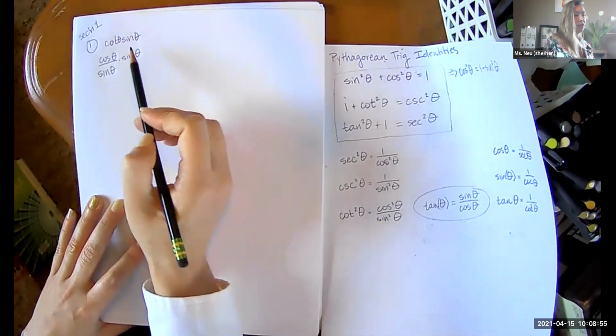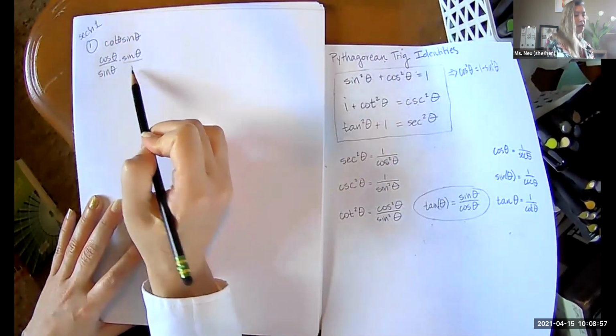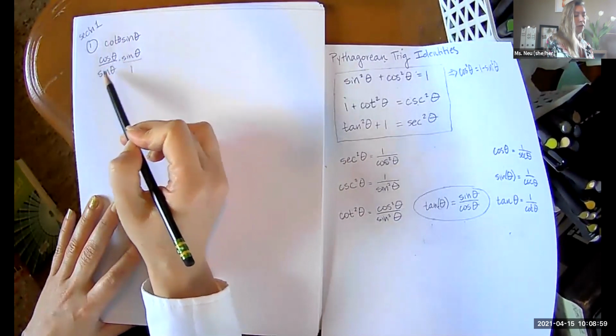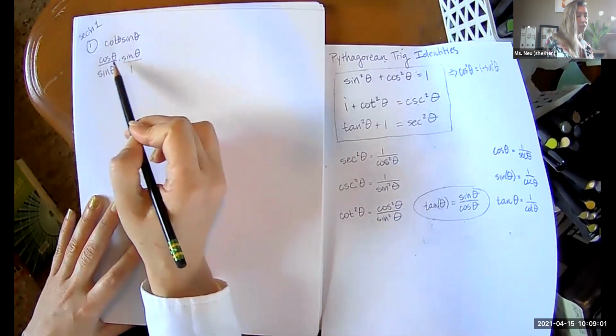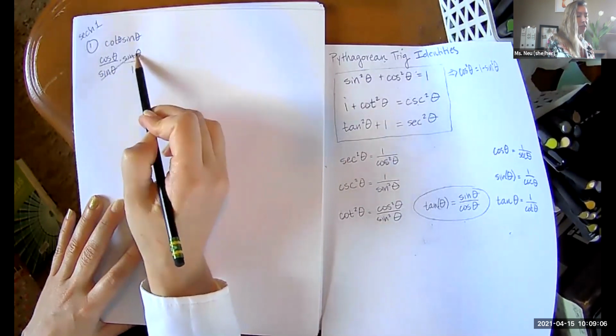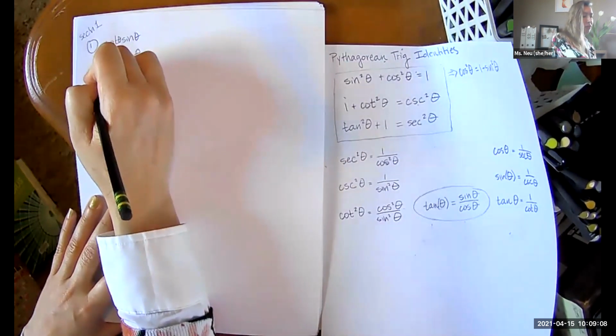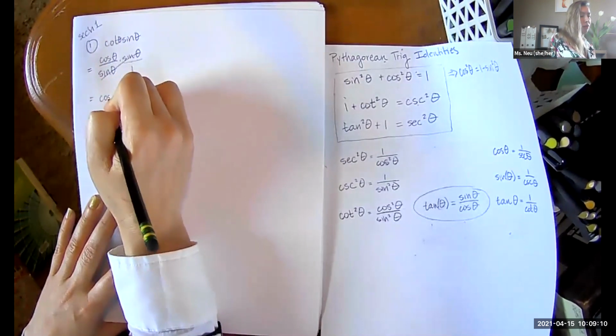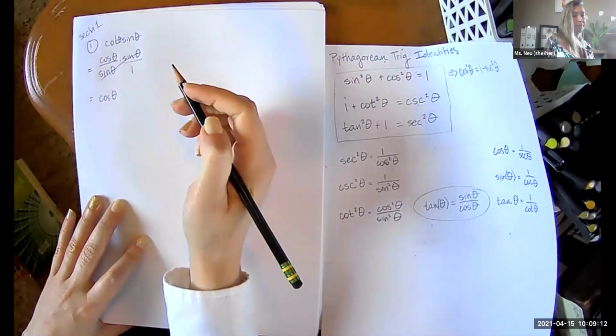And this sine theta is just over 1, right? If I wanted to write it as a fraction, I can see it over 1 with these two being multiplied. So now it's really obvious. The sines cancel, and I am just left with cosine. And there we go. Done.